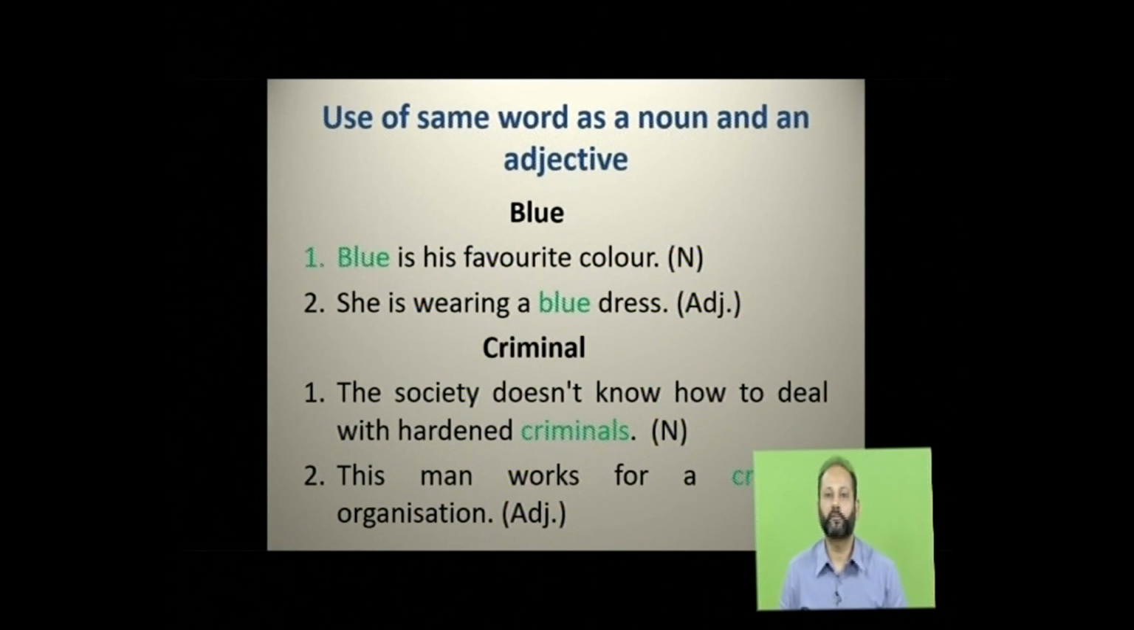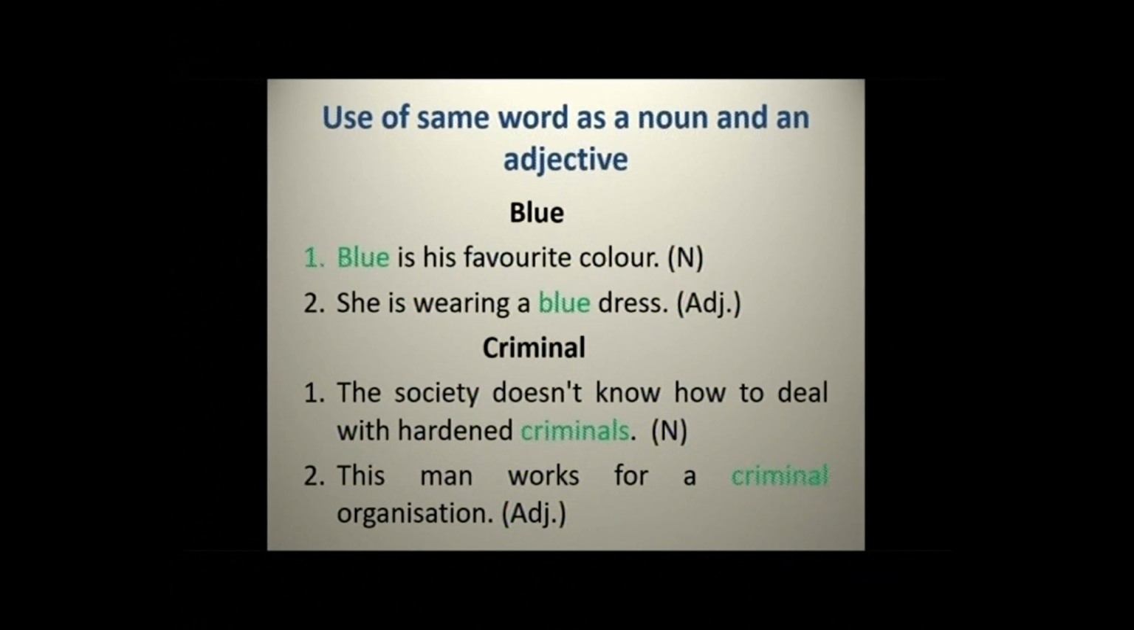Similarly, use of the same word as a noun and an adjective. The word blue. Blue as a noun: Blue is his favorite color. As an adjective: she is wearing a blue dress. Dress is a noun, and when something further is expressed about the noun, that is an adjective. So blue is described about the dress. The color is described. So the color is blue.